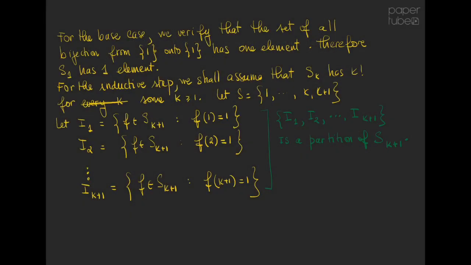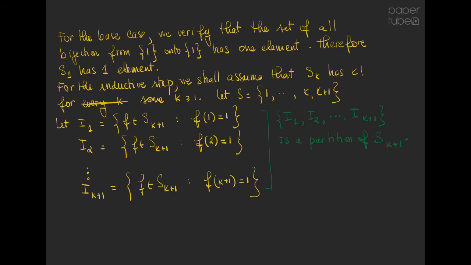We'll prove this result by induction. The base case is clear because there's only one bijection sending a singleton to itself. Now for the inductive step, let us assume that Sk has k factorial many elements for some natural number k greater than or equal to 1. And let S be the set containing all elements from 1 to k plus 1. And let's define Ij as being the set containing all bijections f such that f of j goes to 1. Then the sets I1, I2, all the way to I(k+1), give you a partition of the symmetric group of degree k plus 1.